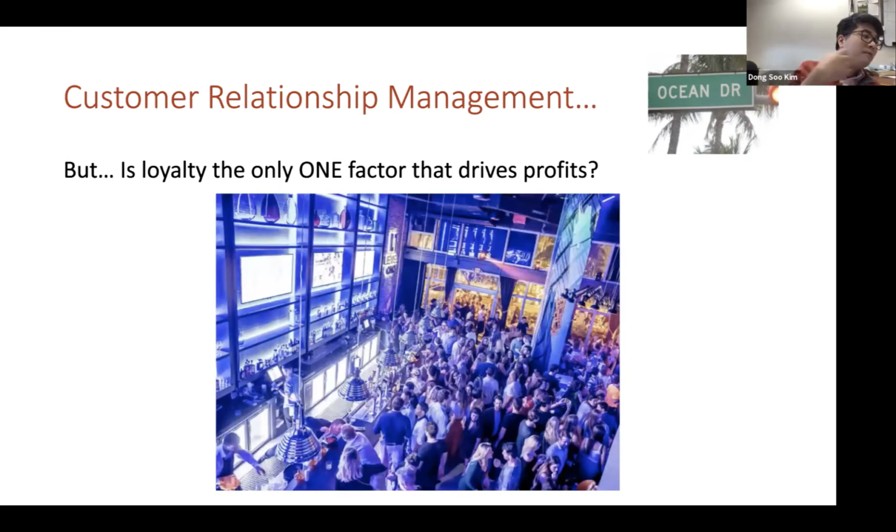But we may have this question: is loyalty the only factor that drives profit? Let's look at this picture. There is a big, modern pub on the sandy beach. A lot of people are hanging out there with beer, cocktails, and spirits. Then, are those people really loyal to this bar? Maybe, maybe not. Most of them may just choose this pub because of its modern interior design and cool mood with blue lights, which are what people want at nighttime on the beach. That is, this pub finds the best customers for profits on the beach and provides them with the best products and services.